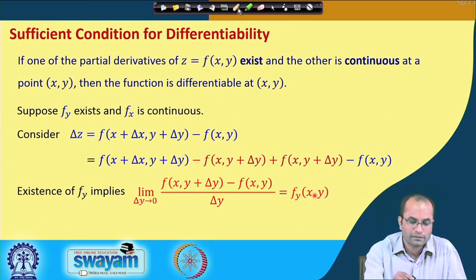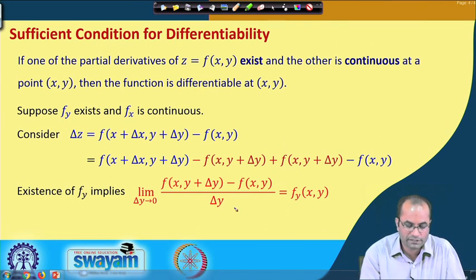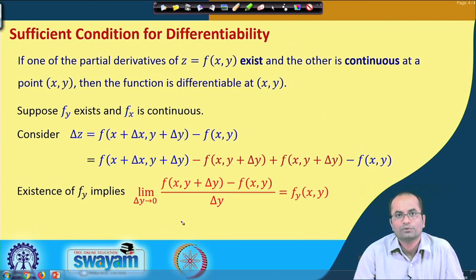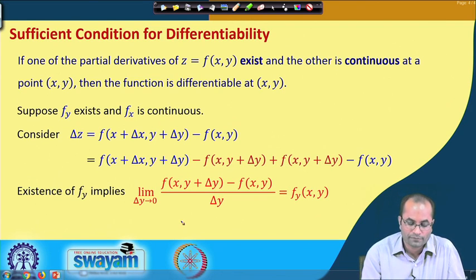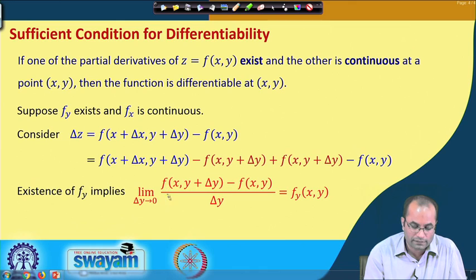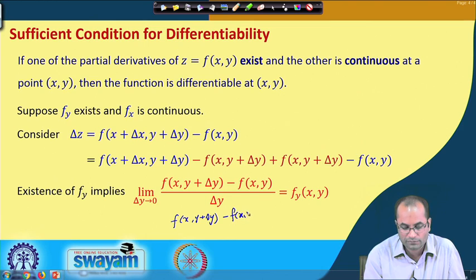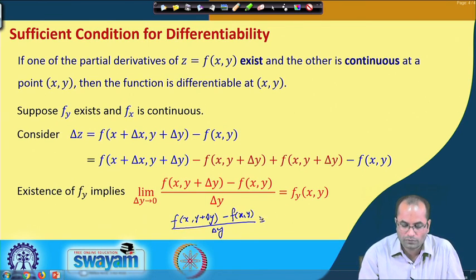And now we can use the idea which we used in the previous lecture, that once the limit is given, we can introduce some epsilon. That means that f(x, y plus delta y) minus f(x, y), over this delta y, is equal to f_y, with a minus sign here. So, minus f_y we can set as epsilon.